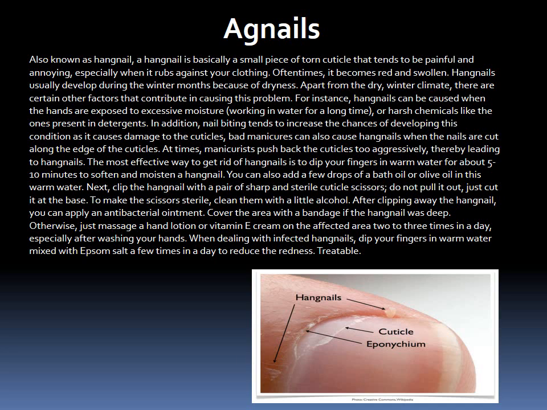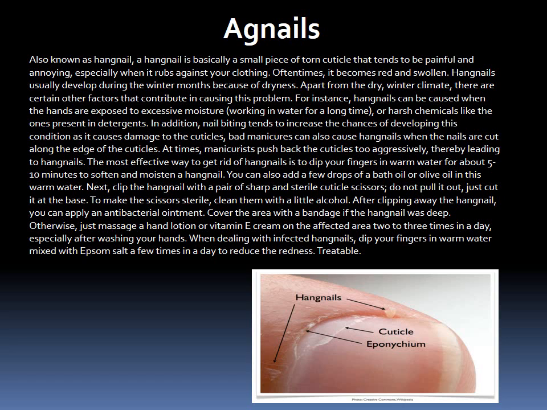Apart from the dry, winter climate, there are certain other factors that contribute in causing this problem. For instance, hangnails can be caused when hands are exposed to excessive moisture, working in the water for a long time, or harsh chemicals like the ones present in detergents. In addition, nail biting tends to increase the chances of developing this condition as it causes damage to the cuticles. Bad manicures can also cause hangnails.